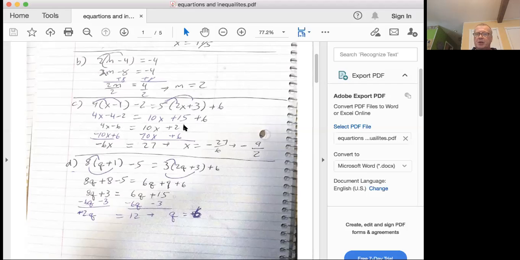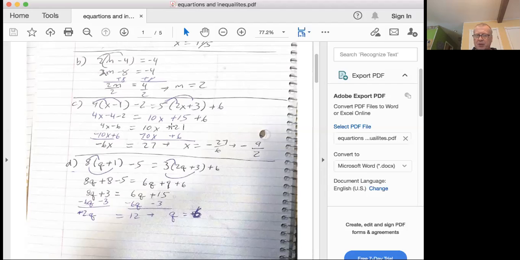Now I'm going to use the addition property. Since x is on both sides, I use the addition property to get x to one side. I'm going to decide to put x over here on the left side. I'll subtract 10x from both sides. Subtracting 10x from both sides gives us 4x minus 10x, or minus 6x. And 10x minus 10x, I get nothing. And then I also have this minus 6 here on this side with the x.